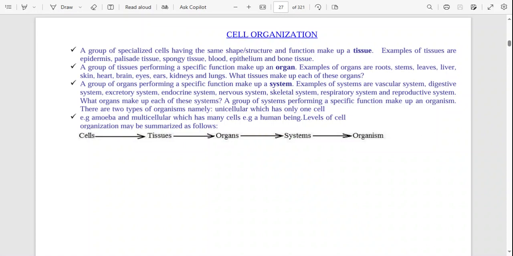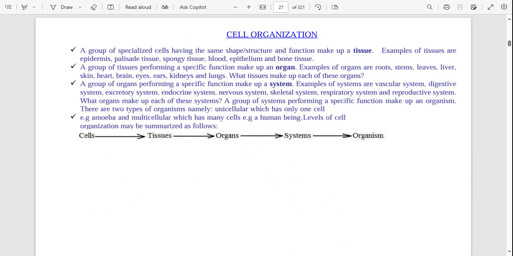When you look at a group of specialized cells, remember we talked about the specialized cells, like neurons, white blood cells and all those. Please make sure that you know them. Know the function, the adaptations, because they can bring any one of them in the exam. A group of specialized cells having the same structure or function will make up a tissue. So if you get cells, you put them together, they are going to give you a tissue.